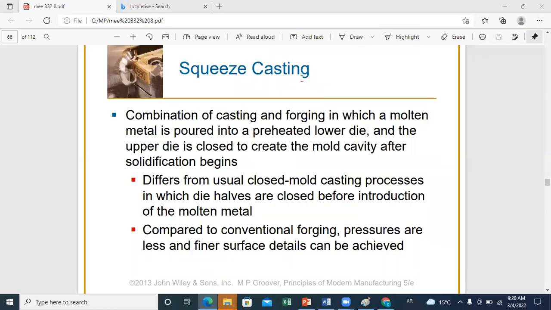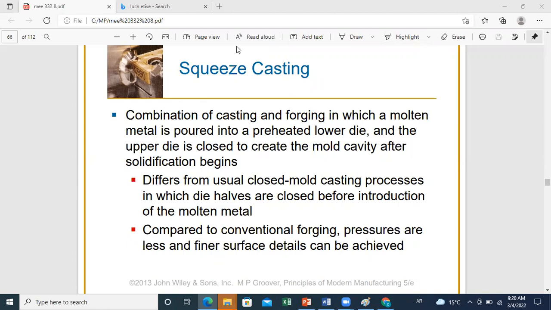Okay, so let us continue chapter 8. We were talking about the different types of castings. One of the types is squeeze casting. Squeeze casting consists of a combination of casting and forging processes.